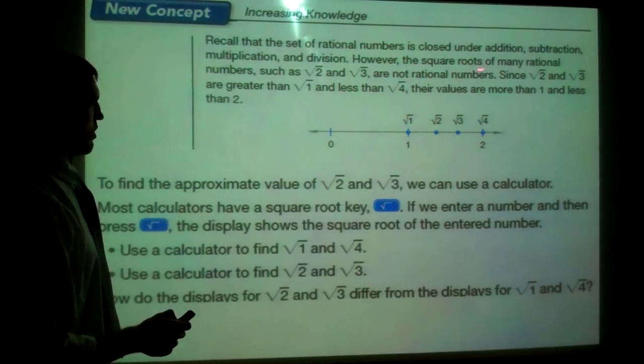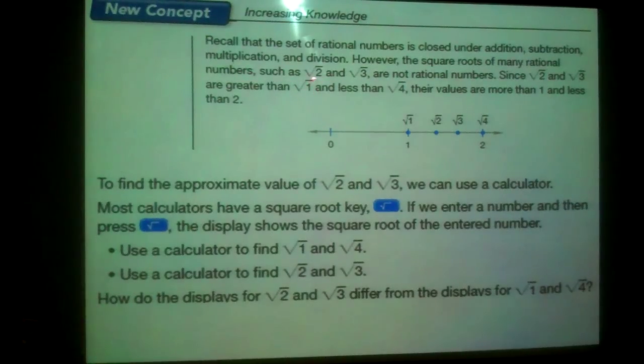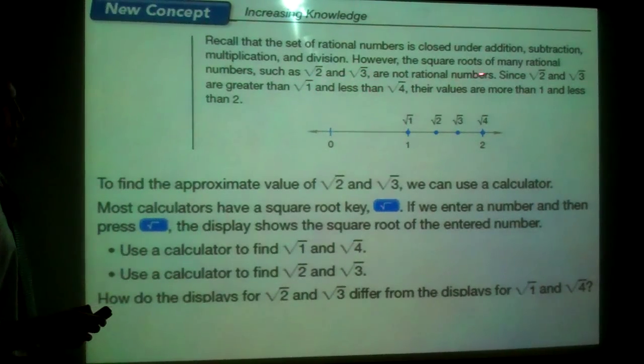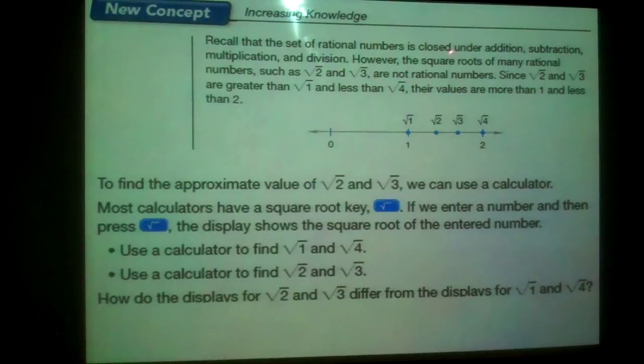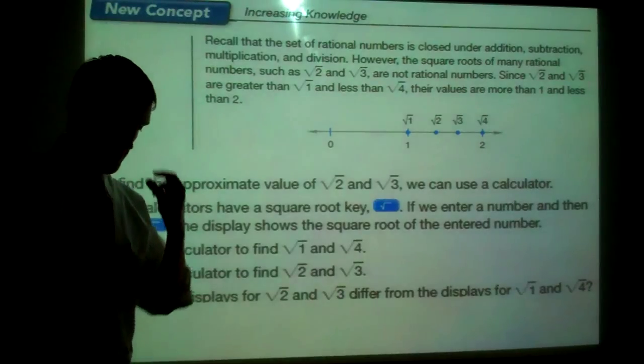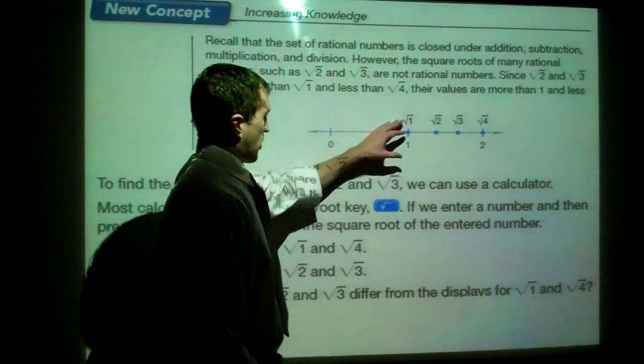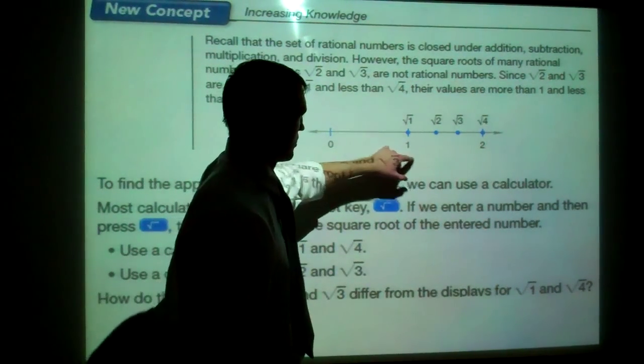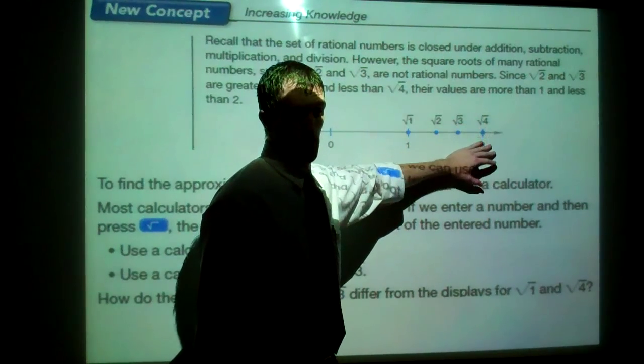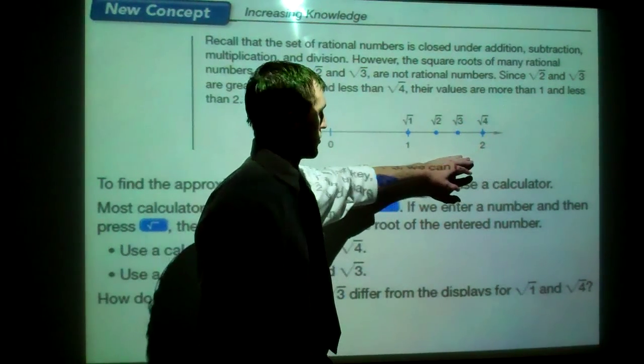It says, however, the square roots of many rational numbers, such as square root of 2 and square root of 3, are not rational numbers. Let's see, it says, since square root of 2 and square root of 3 are greater than square root of 1 and less than square root of 4, their values are more than 1 and less than 2. To kind of sum that up, square root of 1, we know that's 1. Square root of 4, we know that that's 2. We talked about that last week.